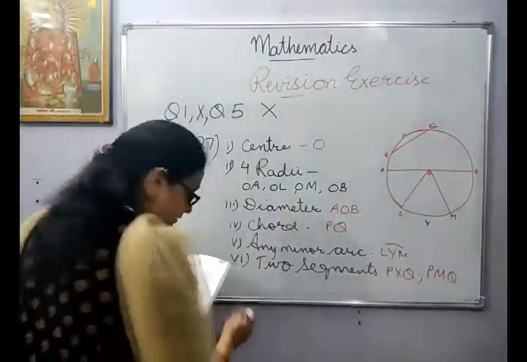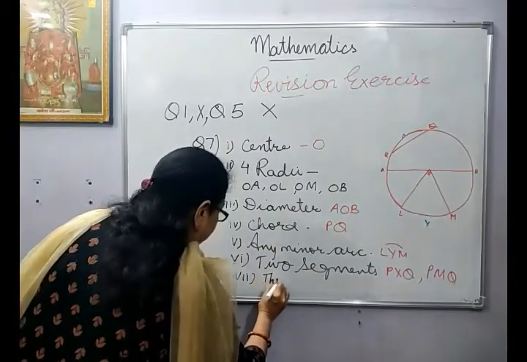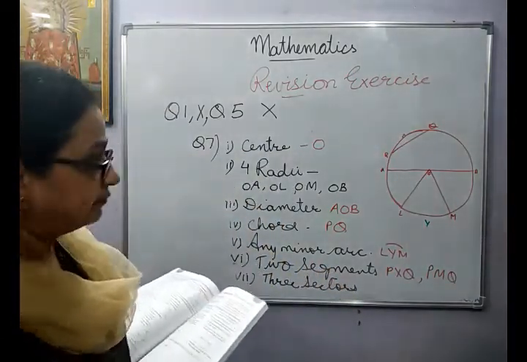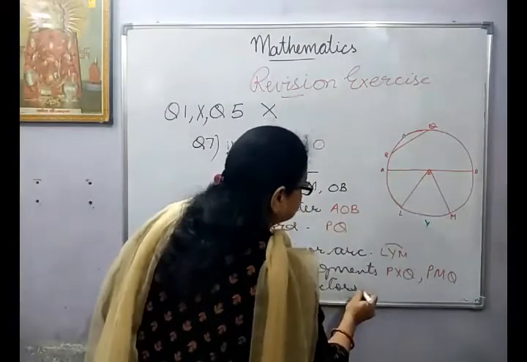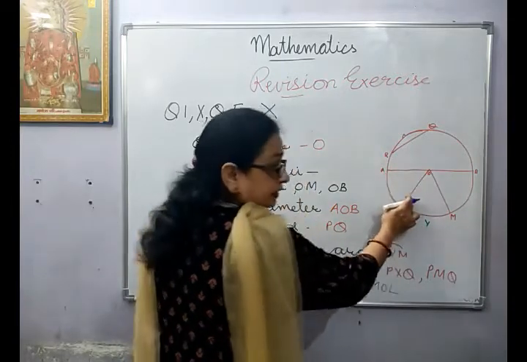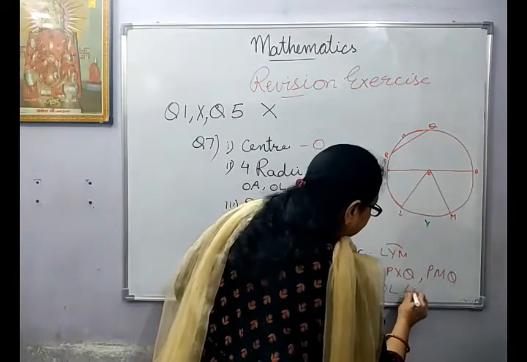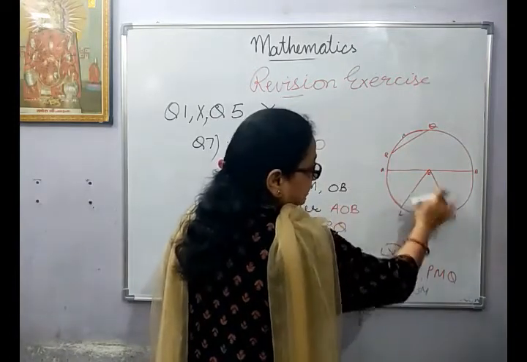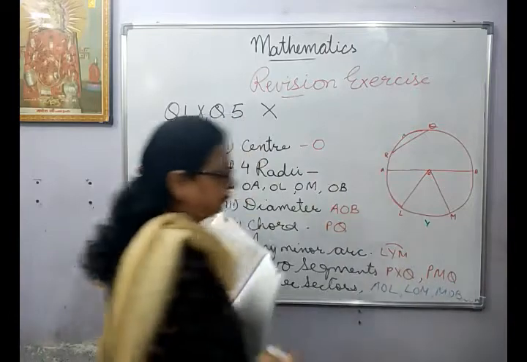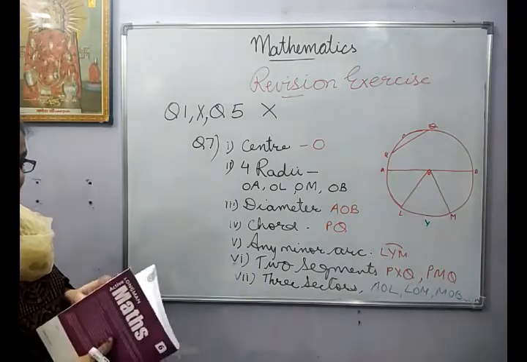Then the three sectors. Very clearly, the three sectors are AOL, because these two are radii and this is the area enclosed. Then LOM, these are the two radii. Then the third is MOB. Have a look and see if it is clear. I hope it is very much clear to everyone.